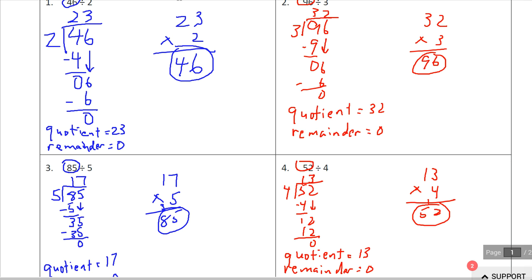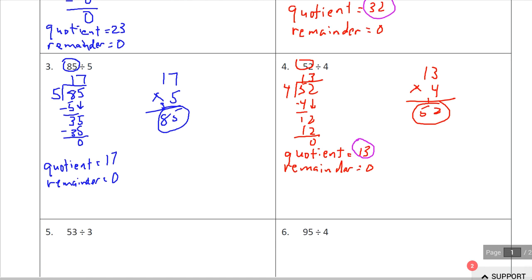All righty, how'd ya do? Well, if you got a quotient of 32 with no remainder on the first one, you got that one down. And if you got a quotient of 13 on number 4, then you nailed that one down too. Then remember to check. So let's move along to numbers 5 and 6, where maybe, cross your fingers now, we'll get a remainder.